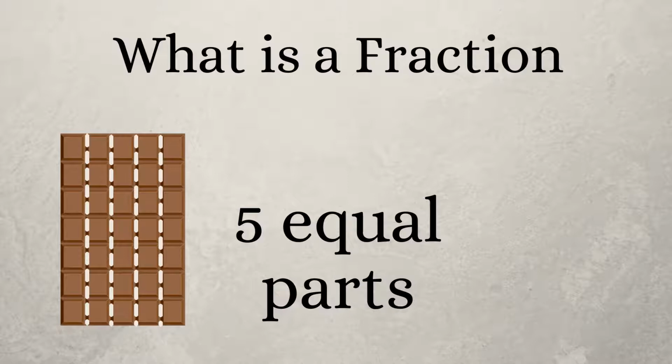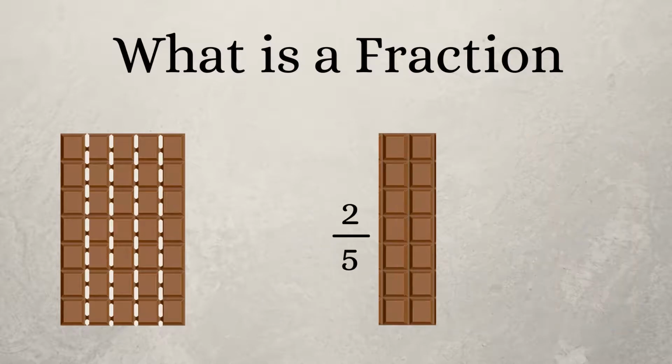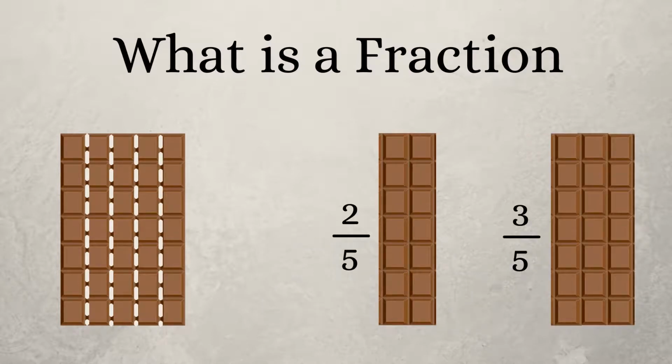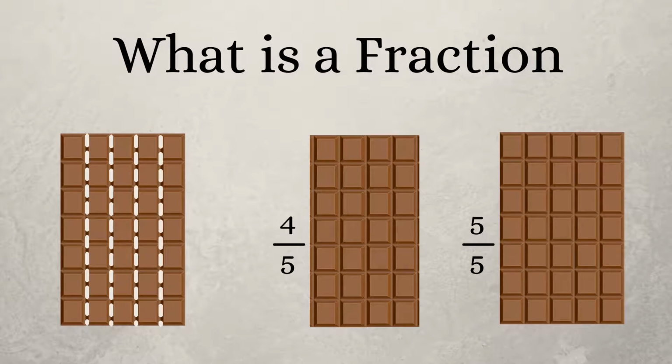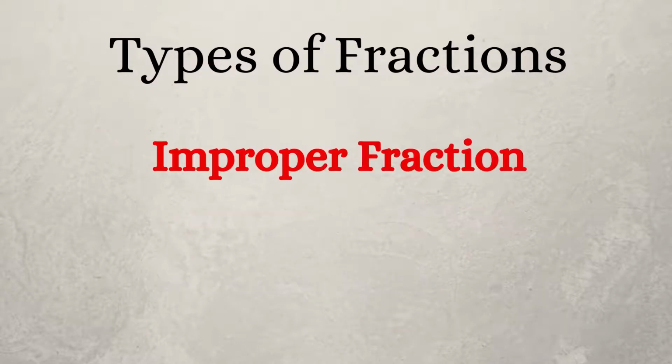When this chocolate is divided into 5 equal parts, we could have 1/5, 2/5, 3/5, 4/5 and 5/5, which are all proper fractions. Next is improper fractions.